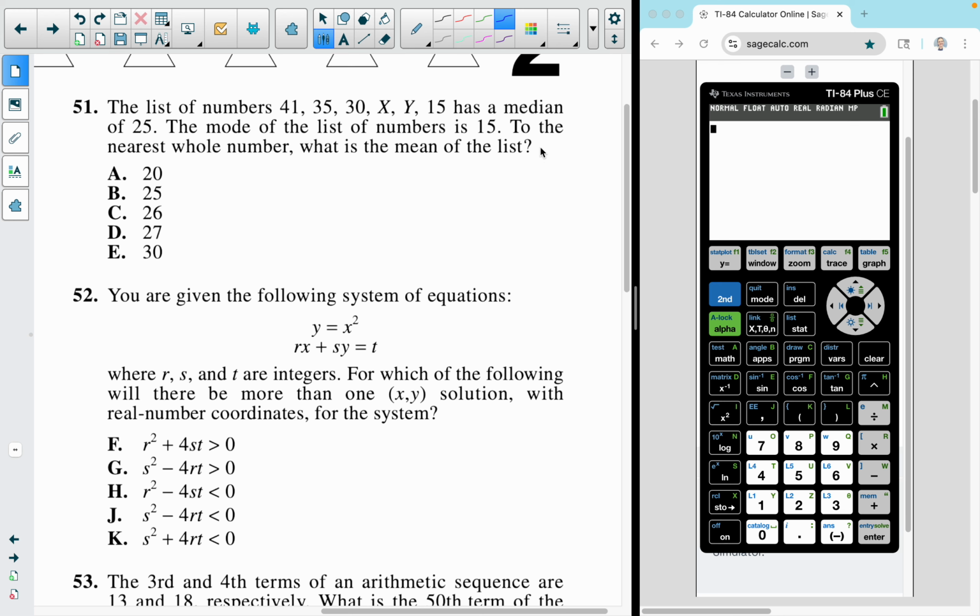51 says, to the nearest whole number, what is the mean of the list? So we know we're looking for the average. The list of numbers is 41, 35, 30, X, Y, and 15. It means we don't have two numbers. It has a median of 25.